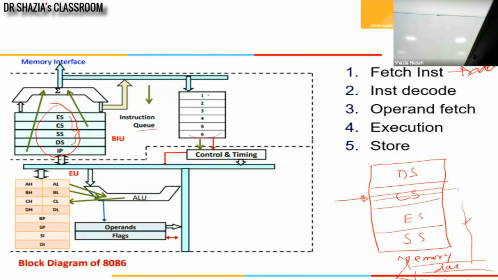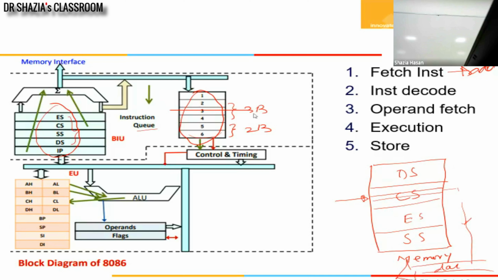That means I am capable of storing 6 bytes of data in the instruction queue. It may be a single instruction or multiple instructions, depending on the size of the machine code generated by that particular instruction. But the 8086 processor has 6 bytes of instruction queue. Let us assume I have one instruction which is 2 bytes and another instruction which is 3 bytes.